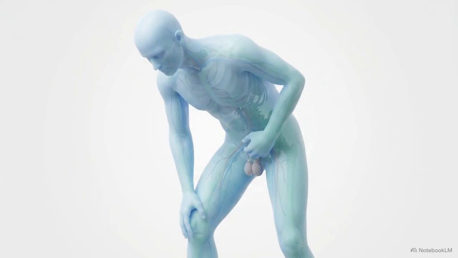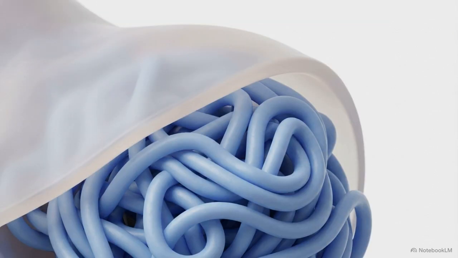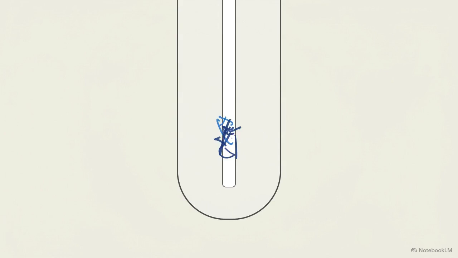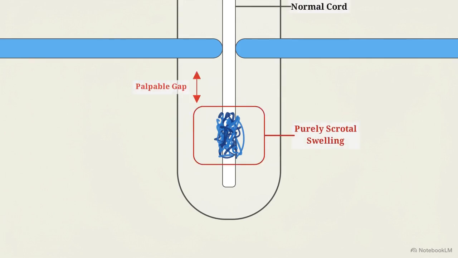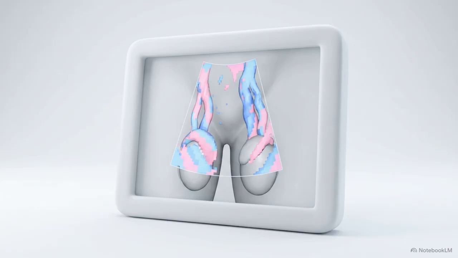While often asymptomatic, a varicocele can present as a dull, dragging pain that worsens with exertion and relieves when the patient lies down. On physical exam, particularly when standing or performing a Valsalva maneuver, the veins exhibit a palpable bag of worms consistency. It is easily distinguished from an inguinoscrotal hernia because the normal spermatic cord remains palpable directly above the purely scrotal swelling. The gold standard for investigation is a scrotal Doppler ultrasound, which confirms active venous reflux.